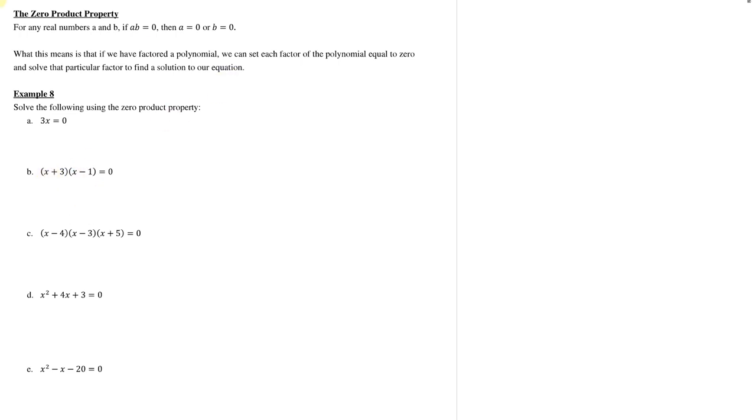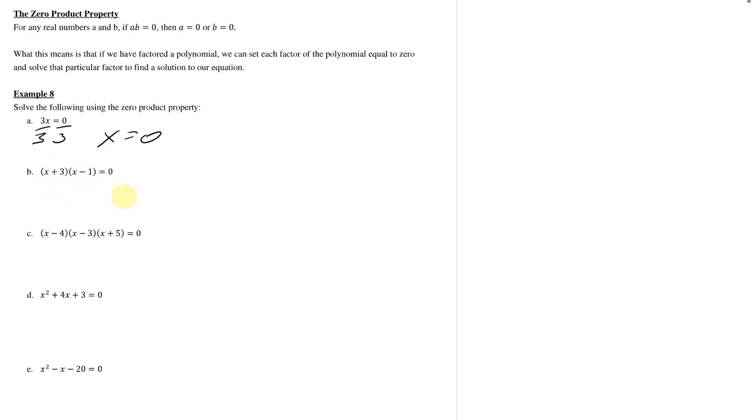So for instance, looking at example 8 here, this first one, 3 times x equals 0. What must x be? Well, x has to be 0, right? That's the only thing that makes sense. Now you could, of course, divide each side by 3 and then you'd still get that x equals 0. But the point is we have kind of this intuition on this.